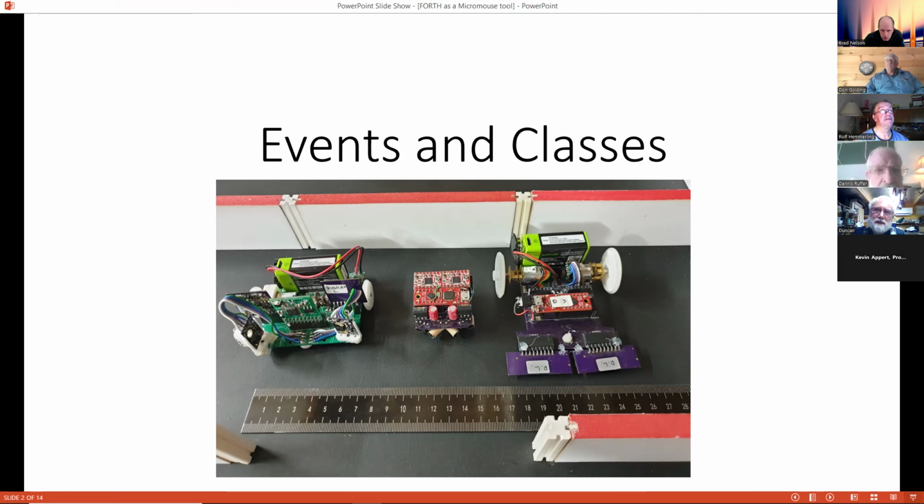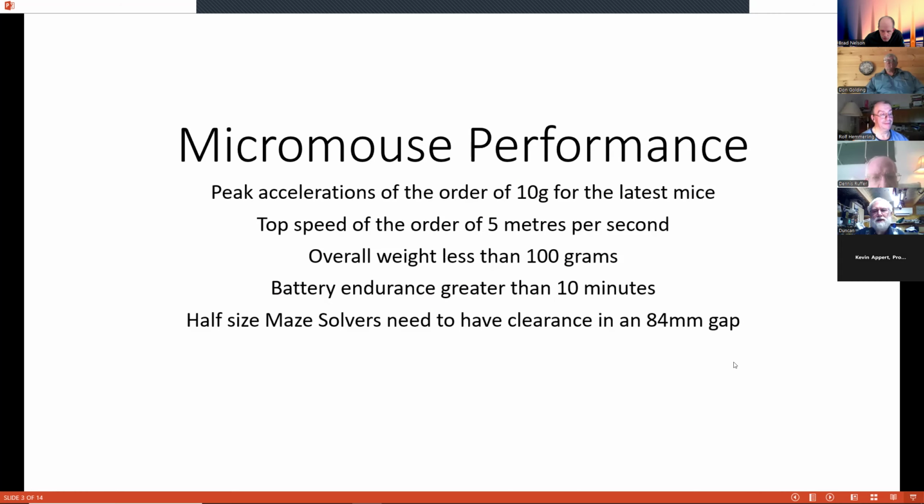Junior is under 18. And depressingly for the adults, it's reasonably common for the juniors to beat the grown-ups in line following and wall following. There are very few successful junior solvers because it takes so long to develop a successful mouse. Now, this is the sort of thing that we want our mice to be able to do. These are the sort of thing that the very best Japanese mice are currently achieving.